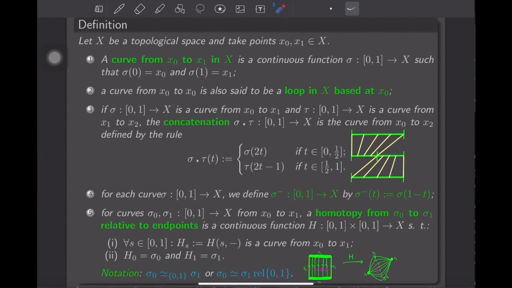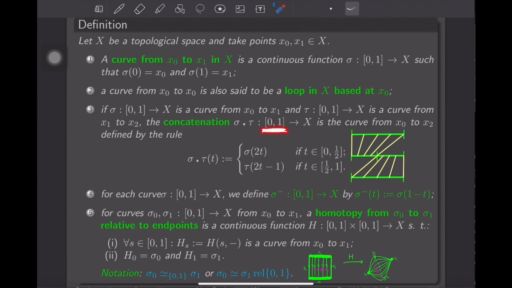And the concatenation, well, what should it be? The point is that because I'm defining a curve always in terms of the unit interval, I'm allowing as domain of a curve only the unit interval and excluding arbitrary intervals of the form a, b. Because of that, to define the concatenation, I cannot just say, okay, take the interval 0, 1 and then 1, 2, so take the interval 0, 2 and define the concatenation there.